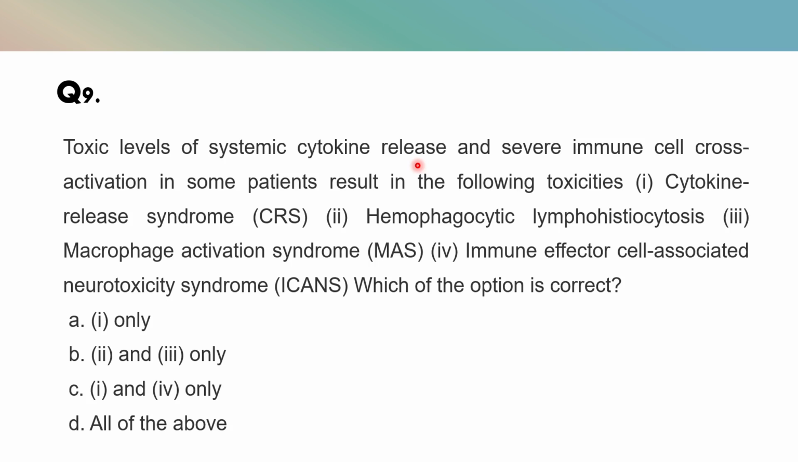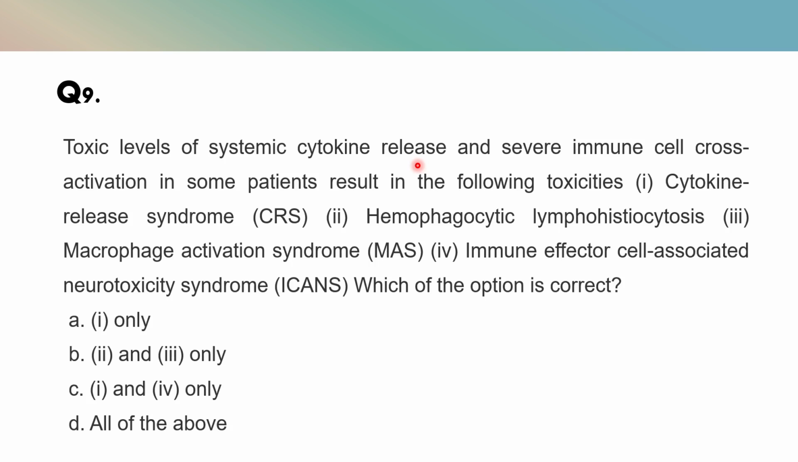Fine. So in this case, sometimes we use systemic release of cytokines. That is, cytokine is released in a certain manner into the body, or severe immune cell cross activation. Earlier we were talking about this T cell activation, right? In case of T cell therapy or adaptive cell therapy, we are talking about cell cross activation. That means we are enhancing the activation or enhancing the function of T cells in some patients. Fine. So these two things are mentioned here. So in case of that, this patient sometimes goes through some toxicities.